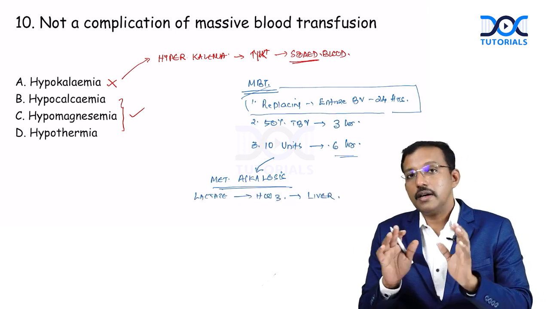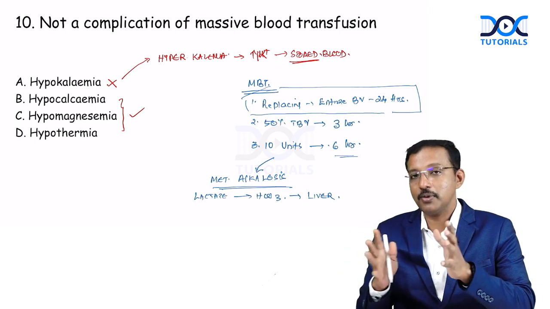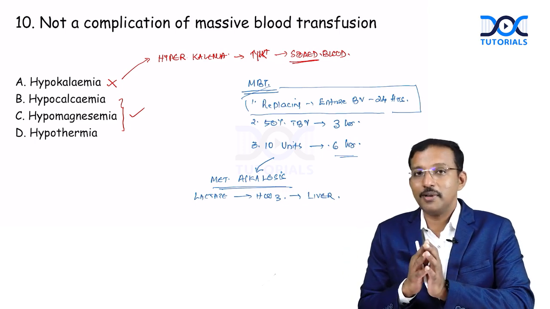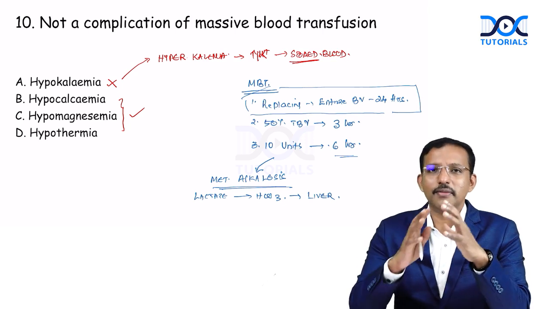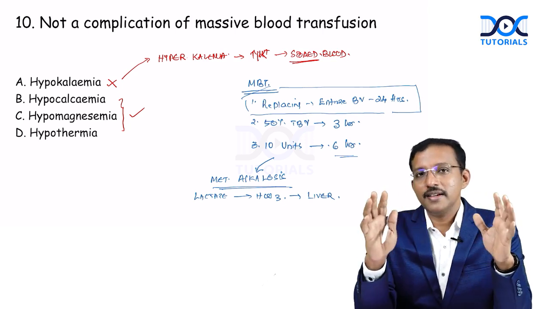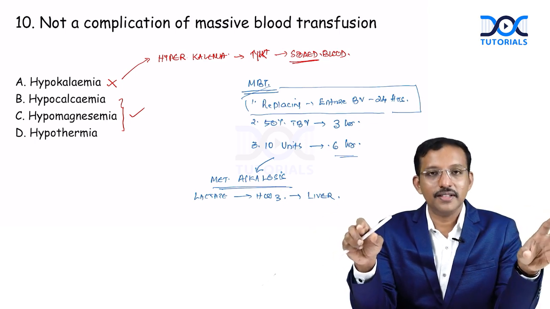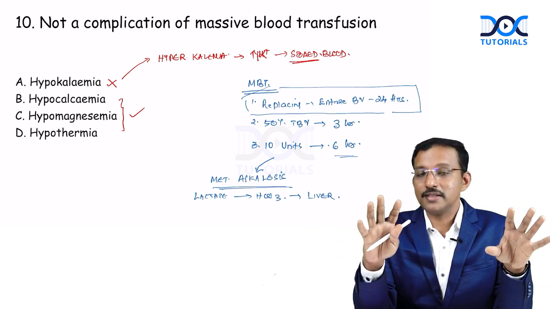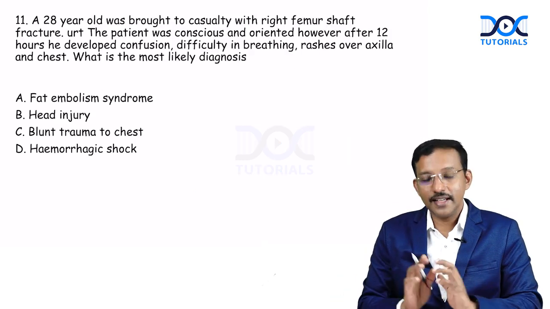So in this question we have discussed the electrolyte abnormality, the metabolic abnormality, and the definition of massive blood transfusion. This can be asked in various ways, at times as an MCQ or as a part of some MCQ. So remember, this is really very important for you. Now please see the next question.